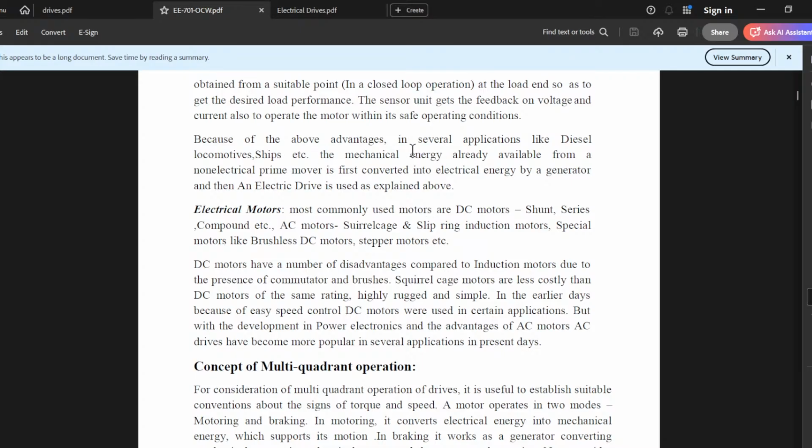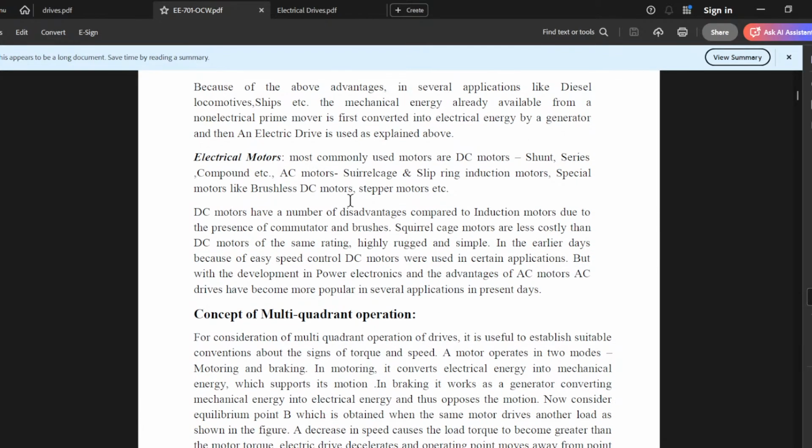Because of the above advantages, in several applications like diesel locomotives, the mechanical energy already available from a non-electrical prime mover is first converted into electrical energy by a generator. Then an electric drive is used as explained above.